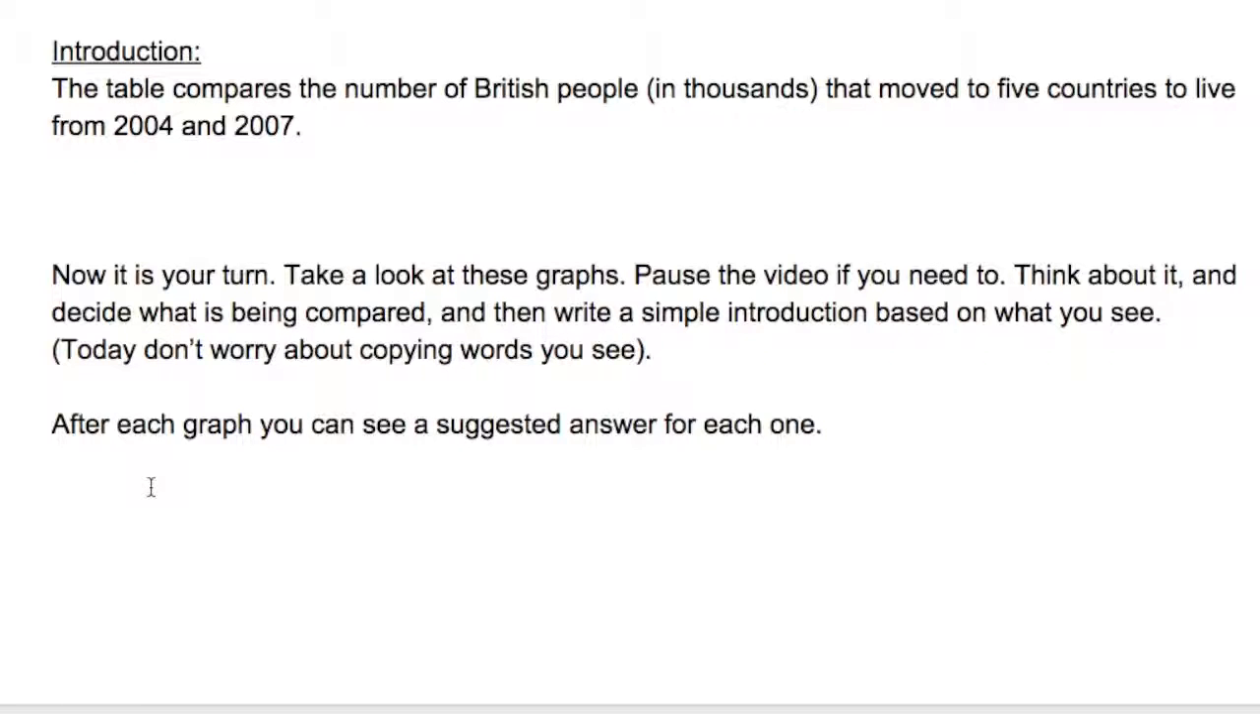The bar chart compares the number of British people, in thousands, that moved to 5 countries to live, so moved somewhere to live, from 2004 to 2007. So we have here the change over time. We're saying it is a bar chart, it's comparing. This part here is present tense, but this part here is past tense because it is past.